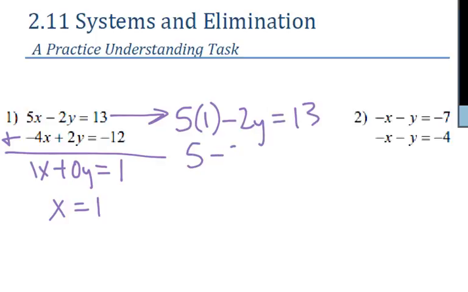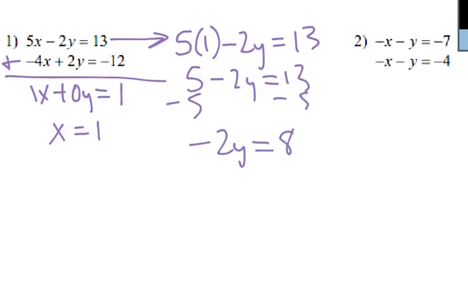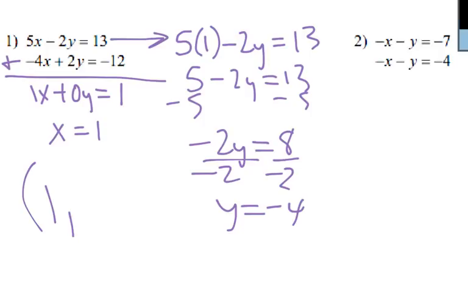5 times 1 is 5, minus 2y equals 13. Subtract by 5, we get -2y equals positive 8. Divide by -2, and y equals -4. So there's my answer. We write it as an ordered pair. 1, -4.